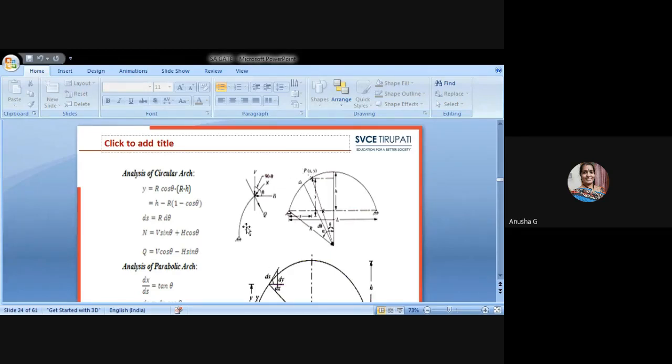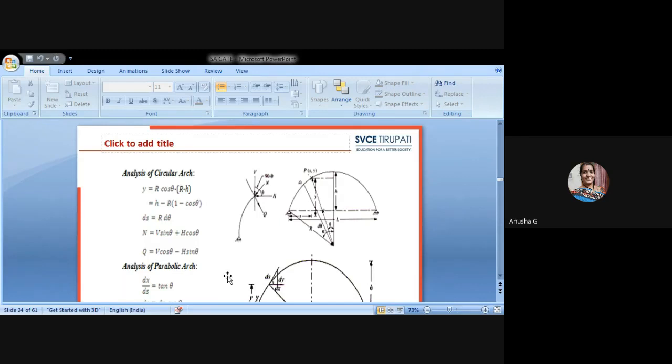The next one is the parabolic arch. Similarly, normal thrust and radial shear formulas are calculated the same way for two-hinged arches and three-hinged arches also. Normal thrust formula: N equals V sin theta plus H cos theta. Radial shear: Q equals V cos theta minus H sin theta. This is one of the formulas.